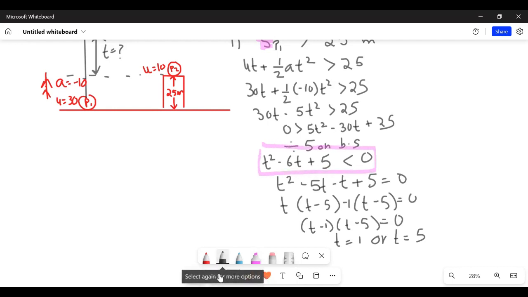But the question is an inequality. So the final answer needs to be written as an inequality too. What would be the answer in terms of inequality? Nobody remembers this from P1.